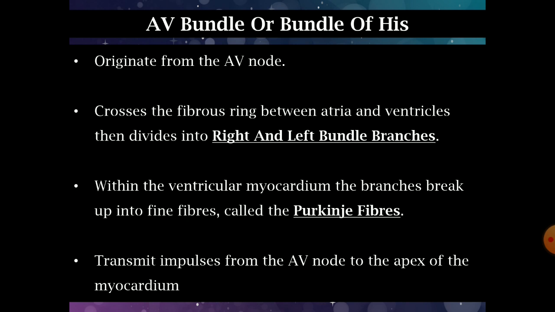It originates from the AV node basically, and it crosses the fibrous ring between the atria and the ventricle. Then it divides into the right and left bundle branches. And within the ventricular myocardium, within the wall of the ventricular myocardium, these branches break into fine fibers known as the Purkinje fibers. And the electrical impulses are slowest at the Purkinje fibers. So it transmits the impulses basically from the AV node to the apex of myocardium.